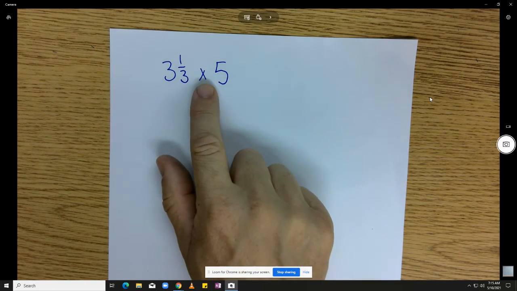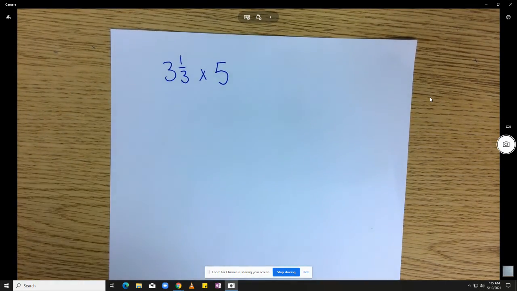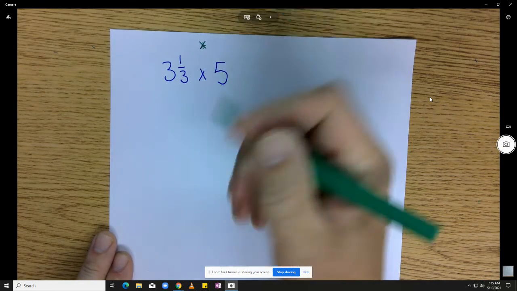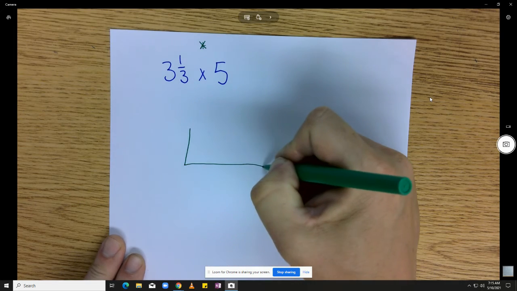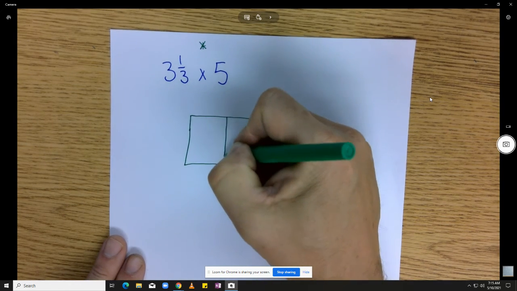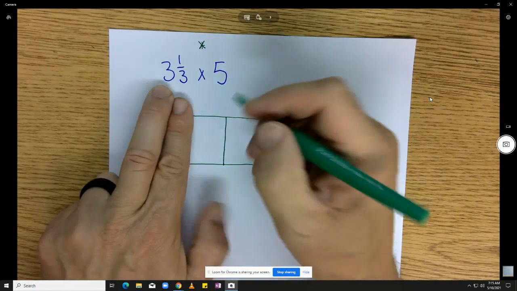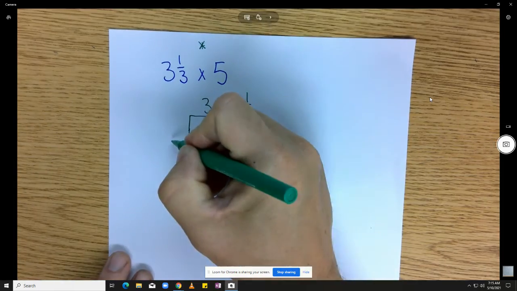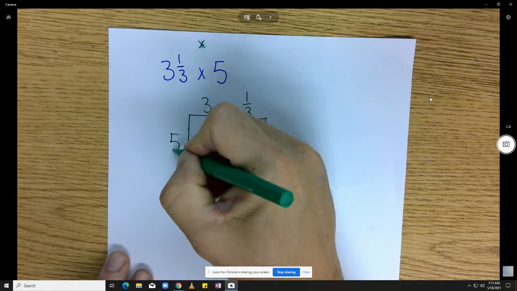Okay, so product is multiply. And what kind of problem is this? It's not stacking because that would be adding. It's a 2-box area model. Okay, now I know your brain's just waking up this morning. So we go 3 plus 1/3. And what goes over here? Yep, a 5.